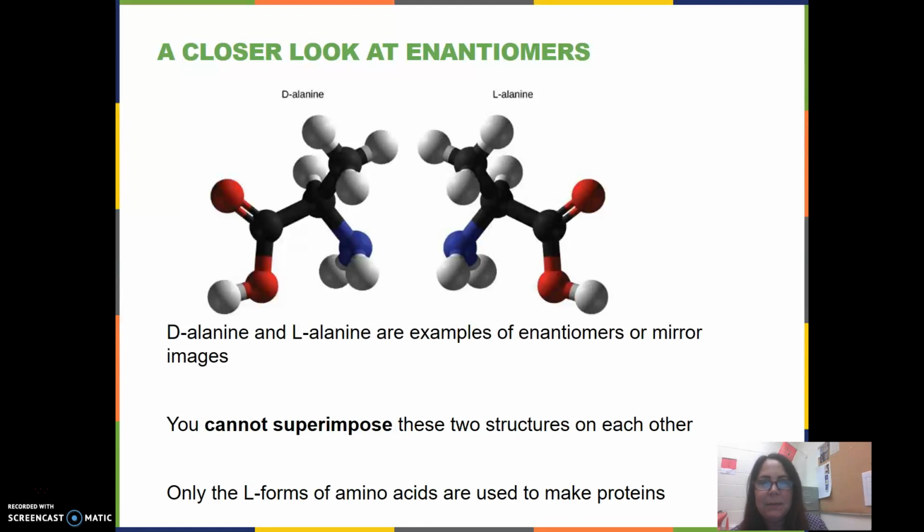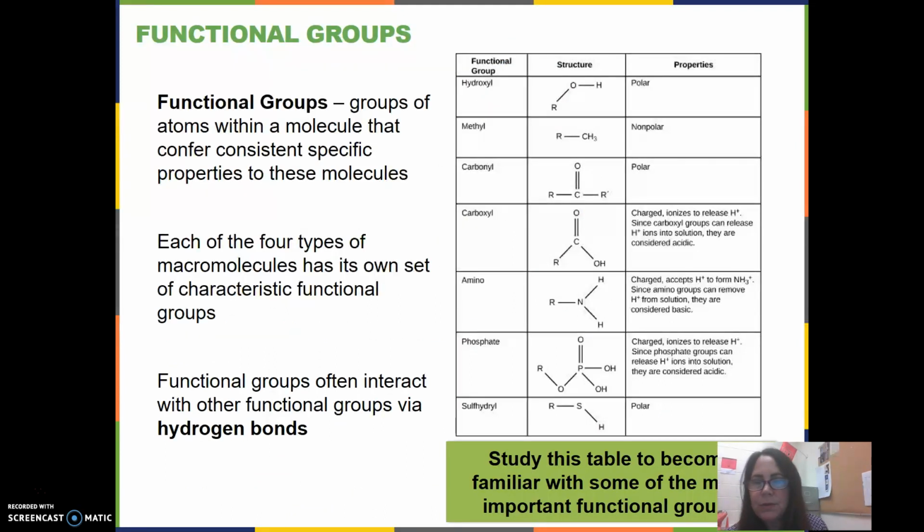Here is an example of 2 enantiomers, D-alanine and L-alanine. They're mirror images of each other, and only the L forms of amino acids are used to make proteins. We will talk more about that in the next chapter. Amino acids are the building blocks for proteins.